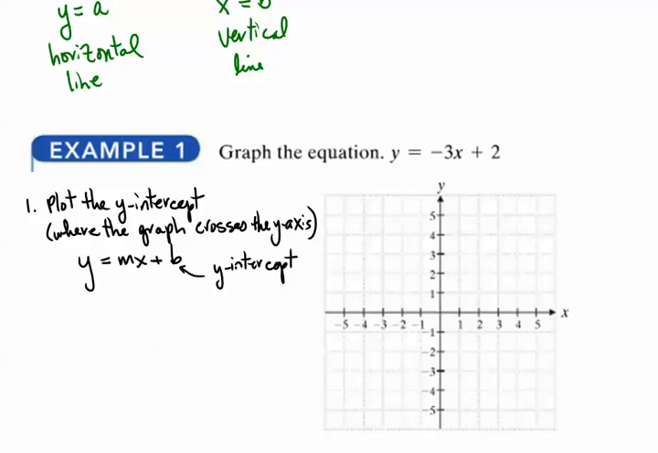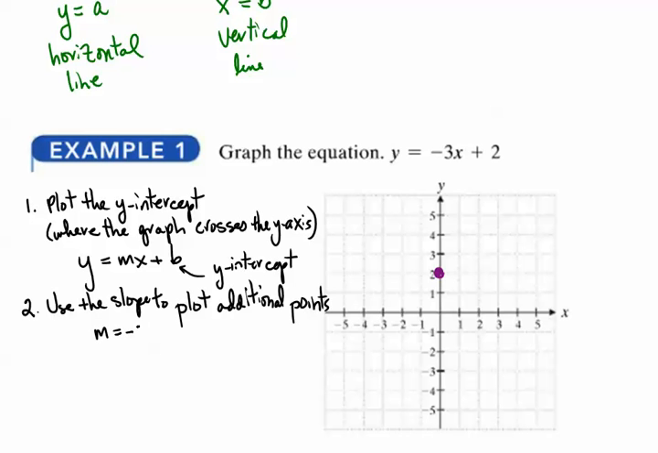So in this case, our y value is 2. And so the first thing that we would do is put a point on the y-axis at y equals 2. Then the second thing that we're going to do is to use the slope to plot additional points. Now again, remember that in y equals mx plus b, m is the slope. So here our slope is -3.